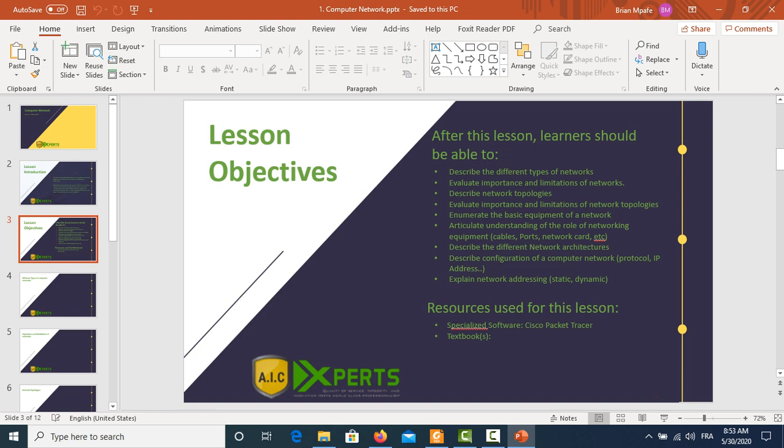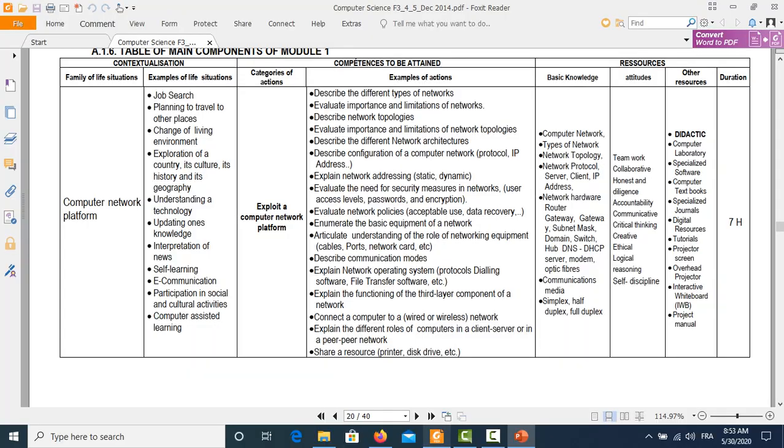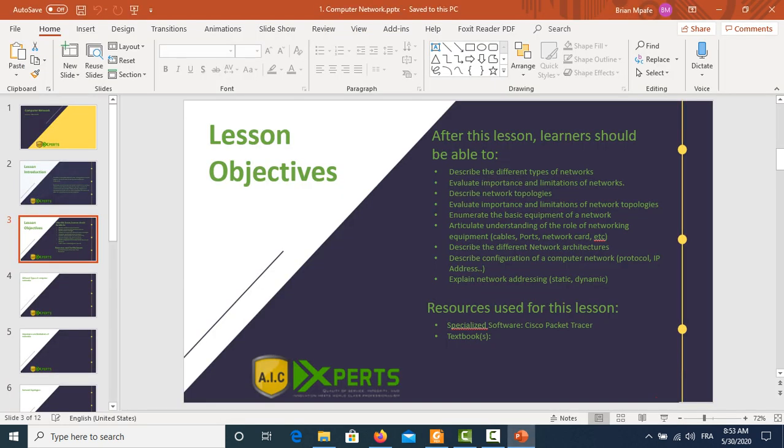Next, I highlight what specialized software. If you notice, as far as resources are concerned, the various resources that the ministry advises the instructors to use to teach this particular lesson. And here I have a specialized software I've chosen. It's called Cisco Packet Tracer. And I'll choose a textbook. I'll put the title of the book here and the author.